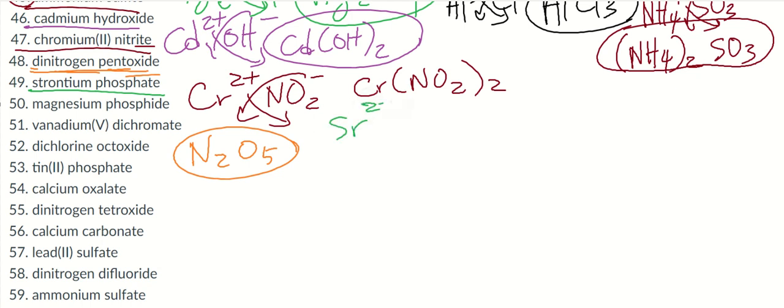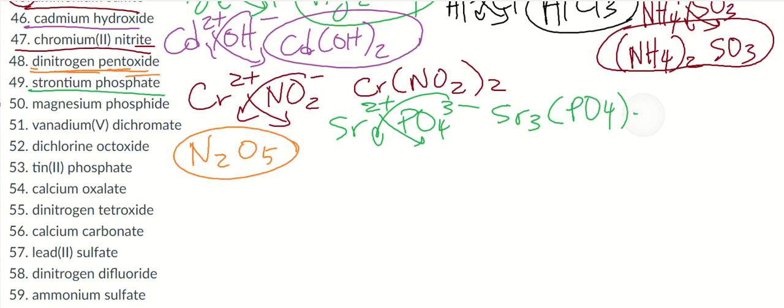group 2, phosphate, PO4 3 negative, a polyatomic ion, crisscross. Strontium phosphate is Sr3(PO4)2. There we go.